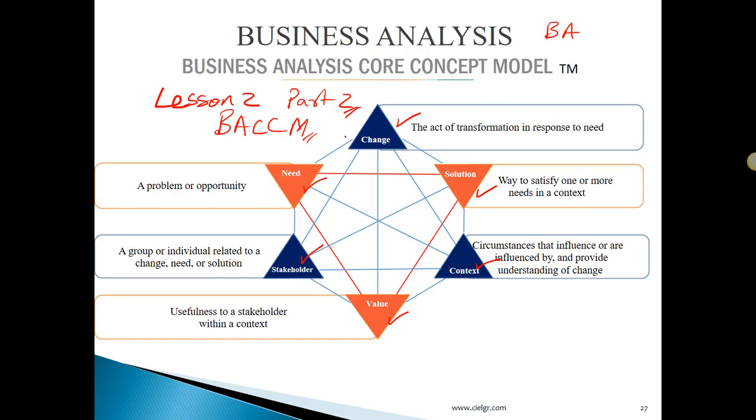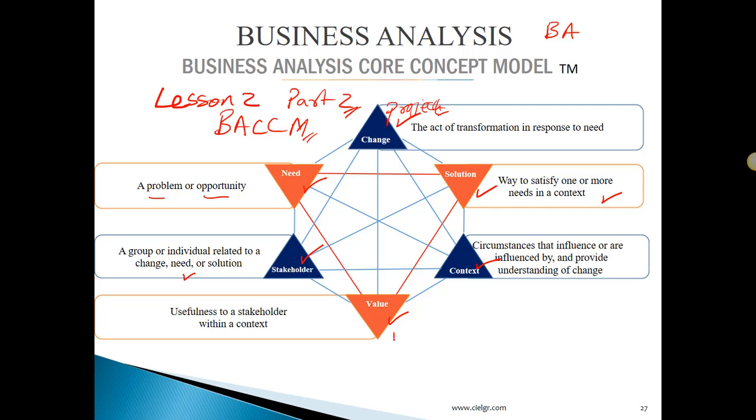So if we go back to our initial slide, you can see this is quite similar to what I've demonstrated. All of the various components of the BACCM are interrelated, and you can define one using the other components. Like we mentioned earlier on, we talked about change. Change could be the project or the initiative that will proffer the solution. We also talked about the need. We said need can either be a problem or an opportunity, while solution is a way to satisfy the need. And then we also talked about stakeholders as folks who may be impacted by or impact our project.